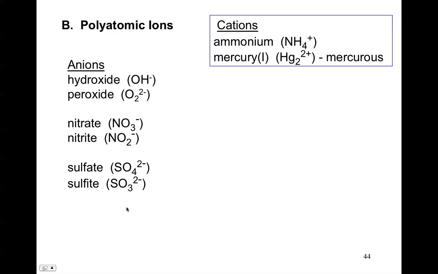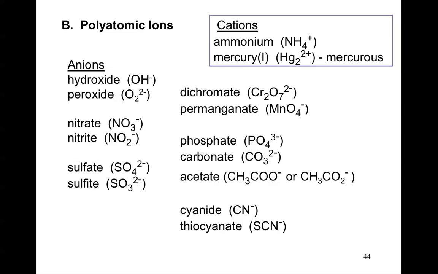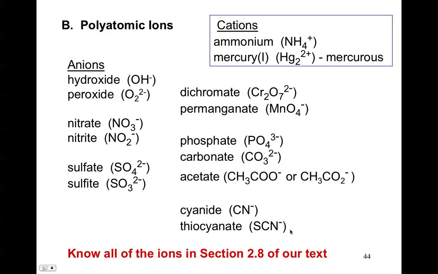That should cut down on the number that you need to memorize, because there's a whole bunch of them, folks. Here's dichromate, permanganate, phosphate, carbonate. Acetate has two representations for showing this. We'll talk a little bit about this particular one later when we describe naming organic compounds. And we also have cyanide and thiocyanate. But there's a bunch more, folks.